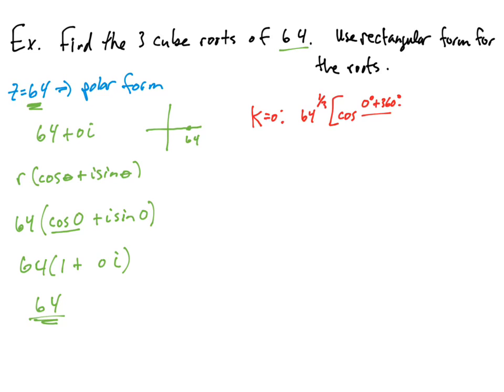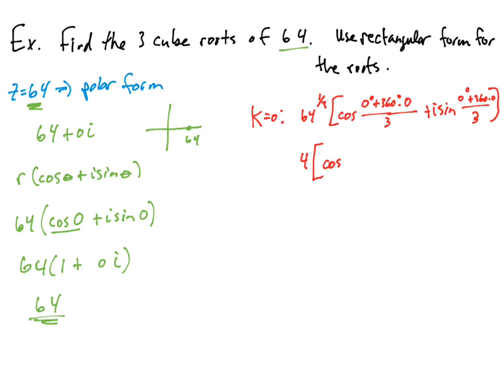times 0, because k is 0. And then we're going to divide that by 3, which is the n value. The n is just what root we are taking, plus i sine 0 degrees plus 360 times 0 divided by 3. So what we end up with is 64 to the 1/3. Well, what's the cube root of 64? If we're only dealing in real numbers, that's just going to be 4.